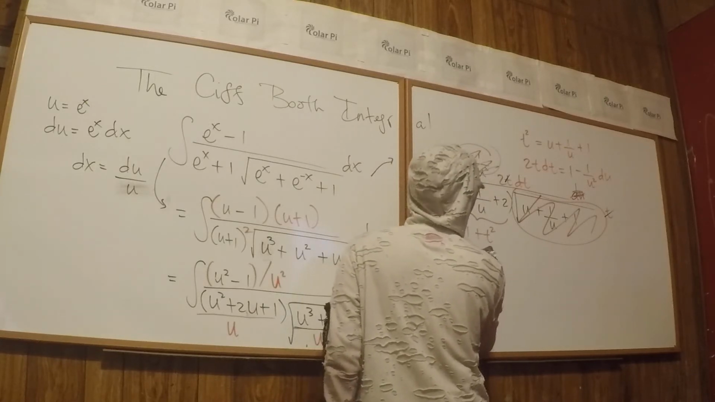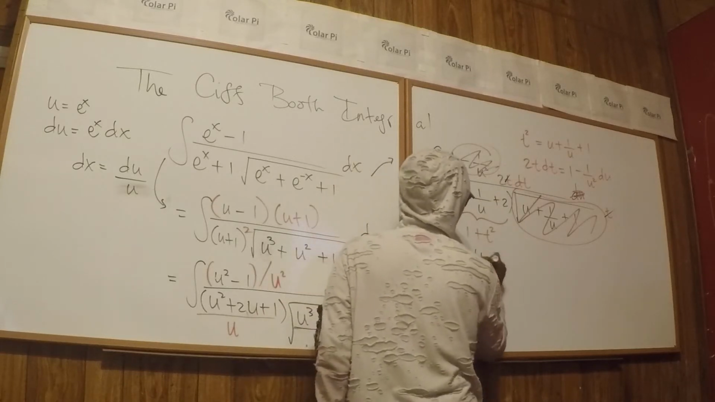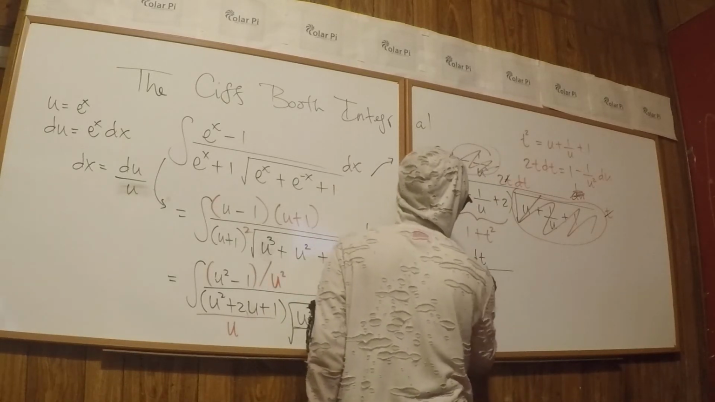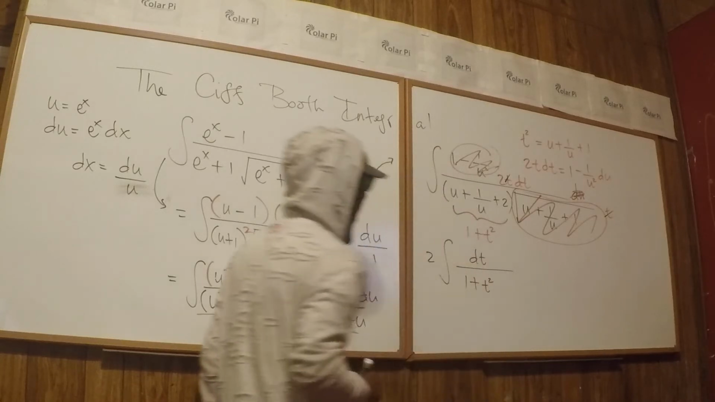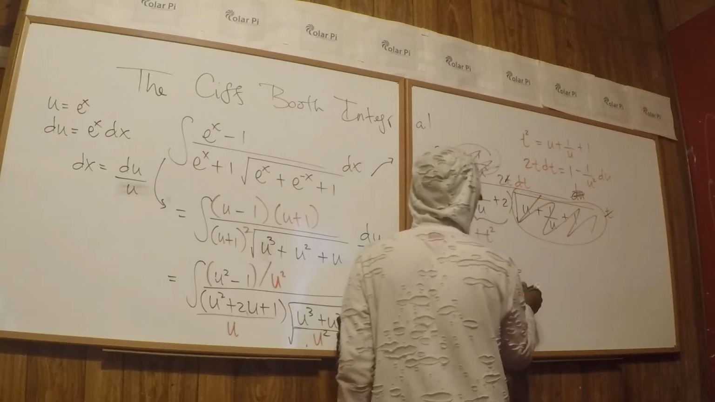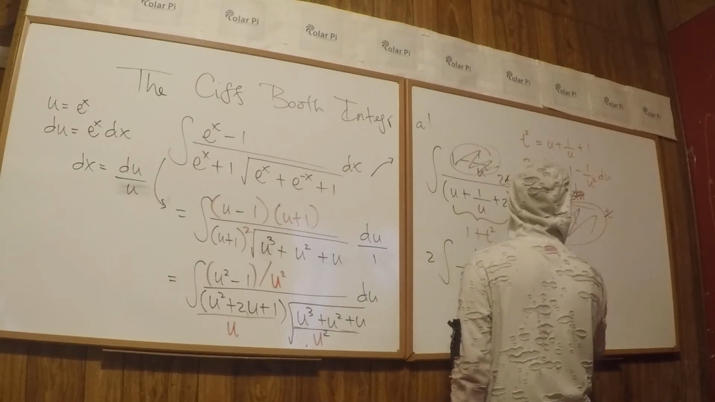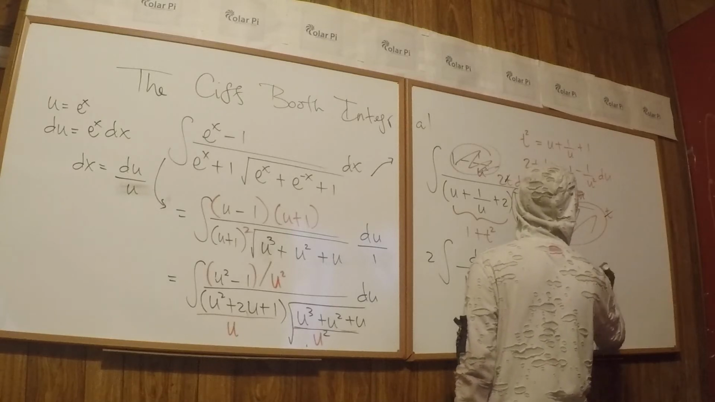So I took the 2 out. That's that 2 right there. And then otherwise you have dt over 1 plus t squared, which is called math people's favorite antiderivative. Although it's basic, that's tan inverse. So we have as our final answer 2 tan inverse of t plus 1, right?